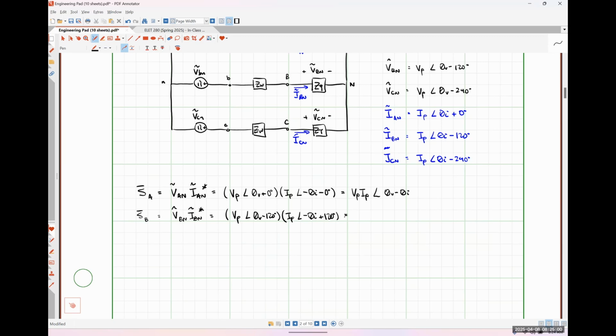And once again, to perform multiplication with phasor numbers, I simply multiply the magnitudes together. So I'm going to get VP times IP, and then I add the angles together. So I'm going to have theta V plus negative theta I. So that's going to look like theta V minus theta I. Then I'm going to have negative 120 plus 120, which cancels out to be 0. So our B phase complex power is literally the exact same thing as our A phase complex power.